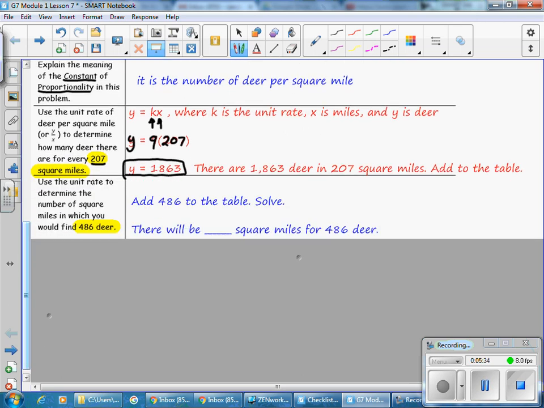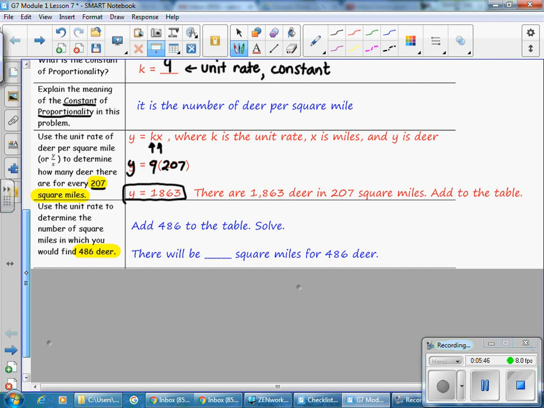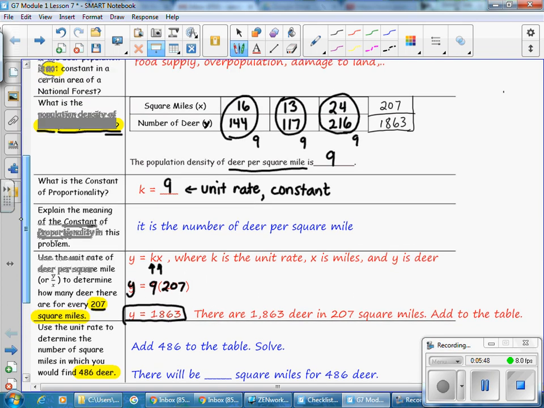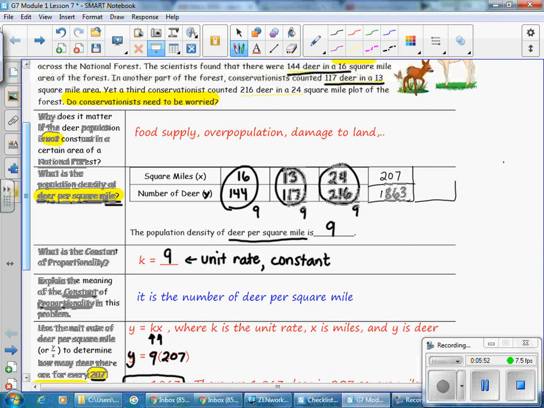Continuing, use the unit rate to determine the number of square miles in which you would find 486 deer. So let's go ahead and add 486 to the table and then solve the problem. 486 is the number of deer, so you want to make sure and put that in the right part of the table. The deer is the y value, 486. And we need to figure out how many square miles will be required for that.